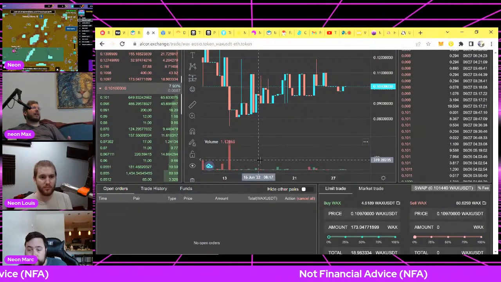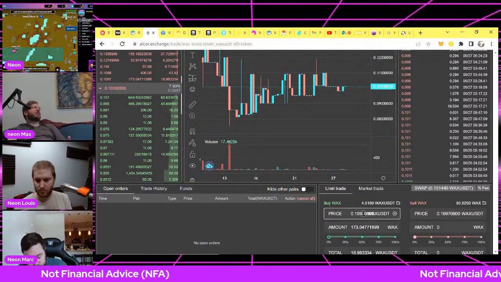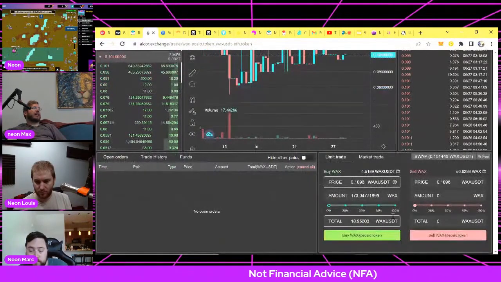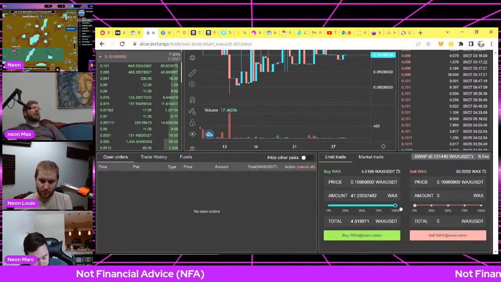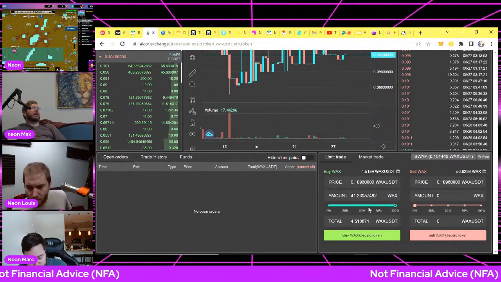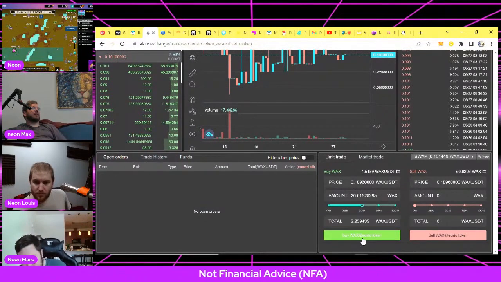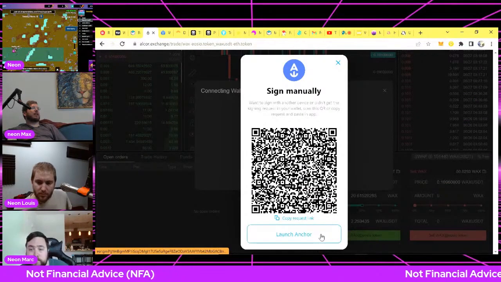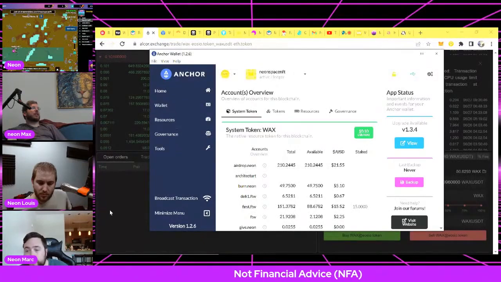Like here we have 6.97 as the price. If I want to go 6.96 and buy WAX, that means sell the USDT. That puts me at 41. So let's do that with 50% of this. Let's do that. Then I have an order sitting here on the order book.